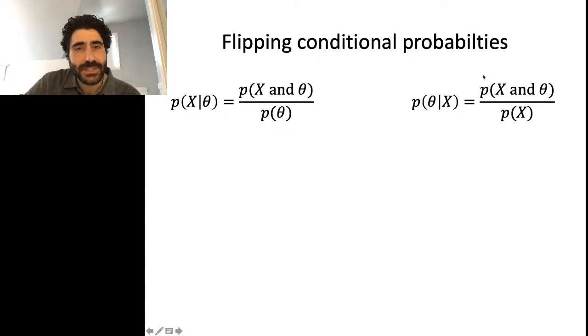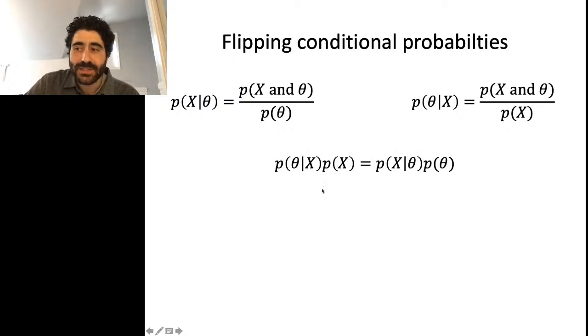If we write down the definition of this, the numerator is the same thing. It's just the joint probability of x and theta being true at the same time. The denominator is just different, right? We're normalizing by a different thing here. And so we have this term that's the same in both of these. If we multiply this one by p of theta, and this one by p of x, we get that these two things have to be equal to each other, right?